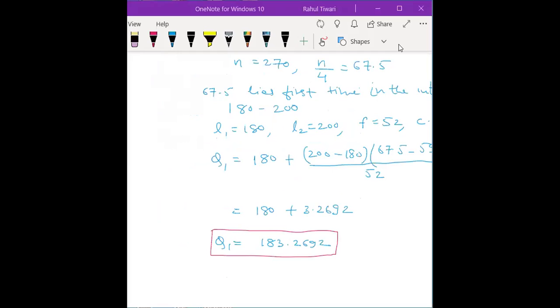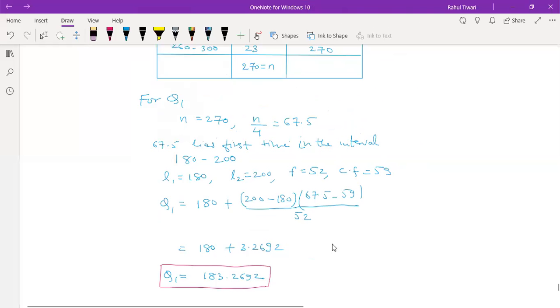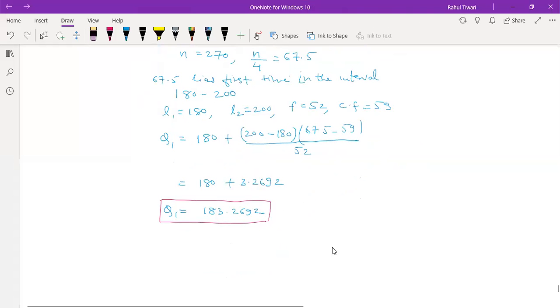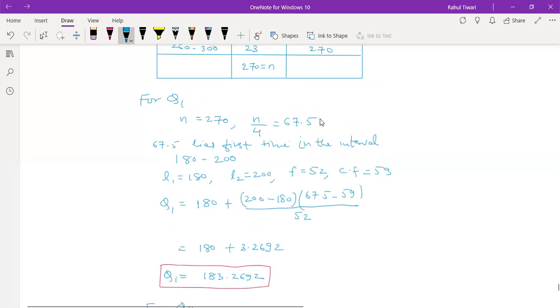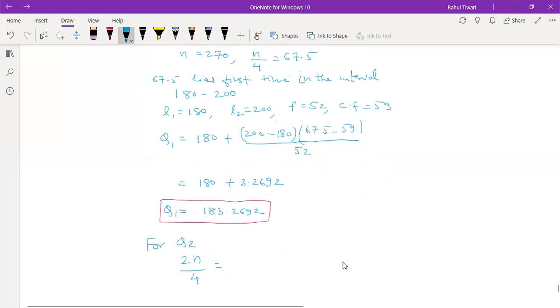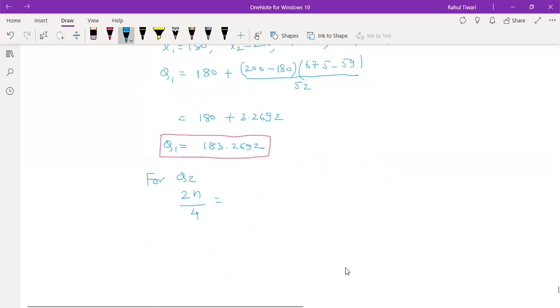Yeah, good. So now you can find Q2. Let's find out Q2. So for Q2, what do you have to find out? You have to find out 2n by 4. You have already obtained n by 4, right? Which is 67.5. If you multiply by 2, what will you get? 135. Correct? Check it.